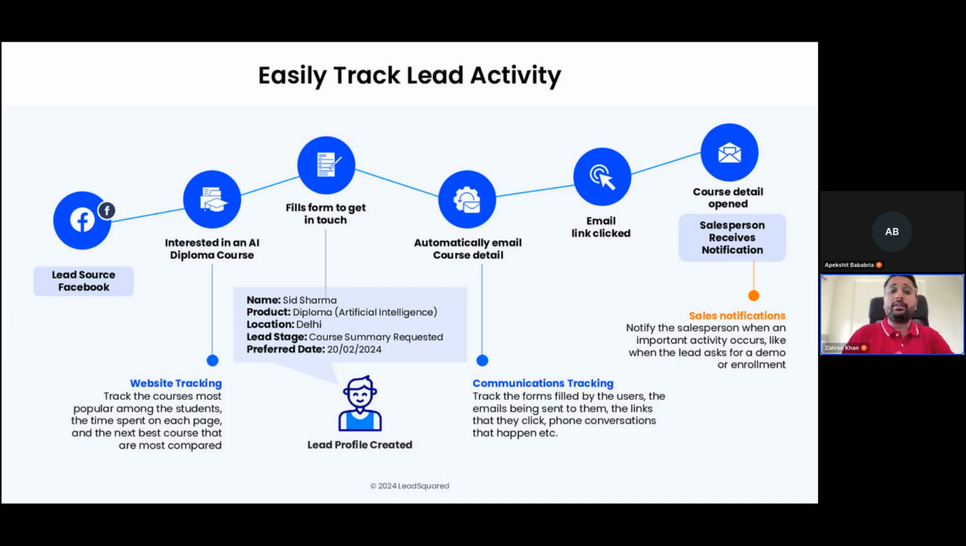So the CTA here is to fill a form so that they can get in touch with the relevant stakeholders from the company. Post that, an email is automatically triggered to the customer confirming their interest in the particular product or course, and communications tracking happens there. As soon as the email link is clicked, the salesperson is notified that this action has been performed.